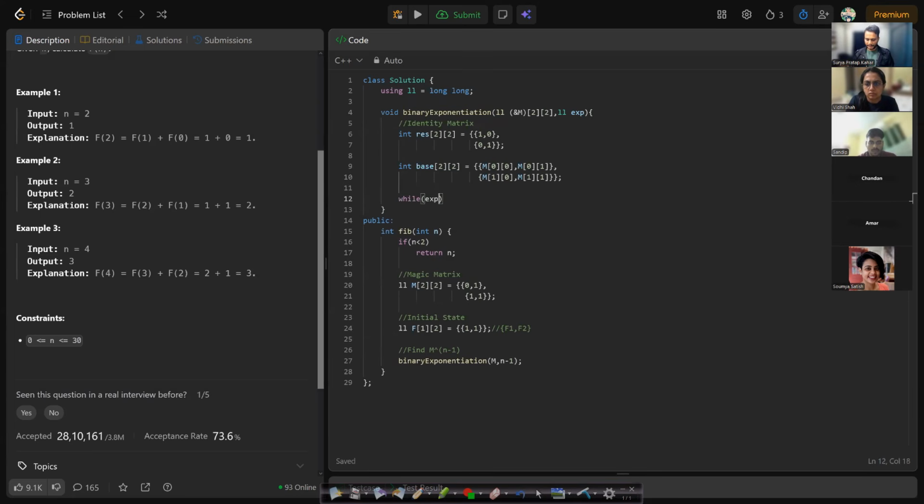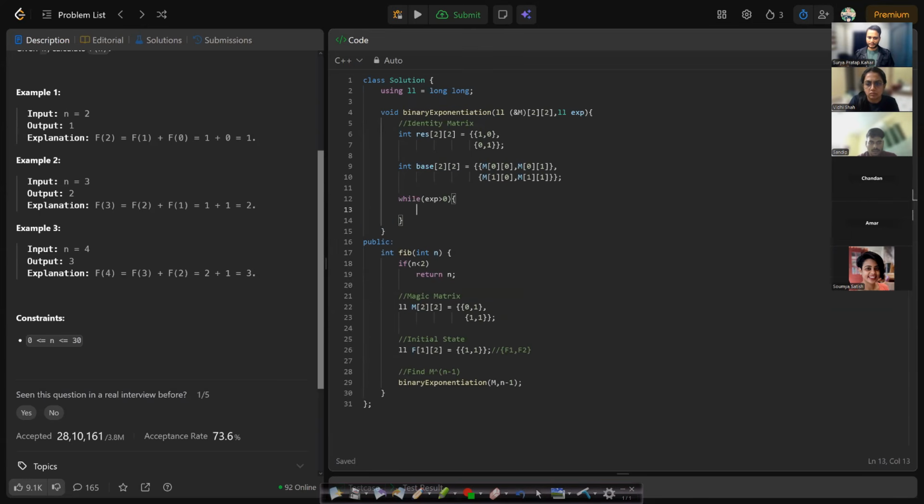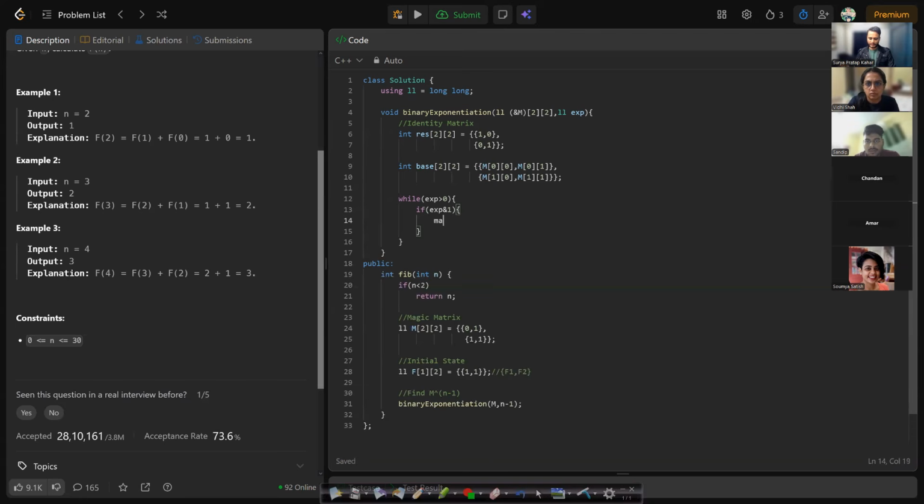So how to write the code? While exponent is greater than 0, or you can also write while exponent. What should be the first line? If exponent percent 2 is 1, that is, if the exponent is odd, then what to do? Matrix multiply. I will write the code later, but let's say matrix multiply. You have to multiply the result with the base. Result with the base, that means your power 1 of m will be stored. Okay, result with the base.